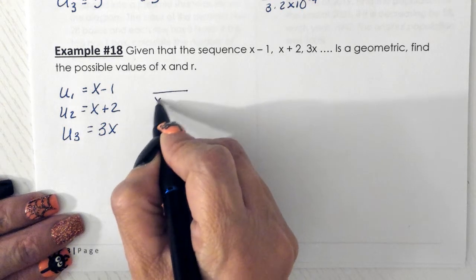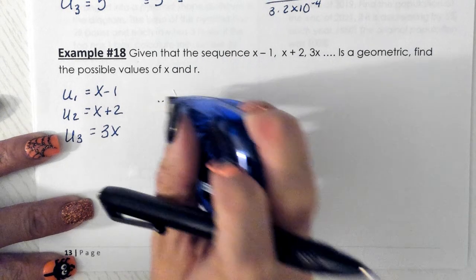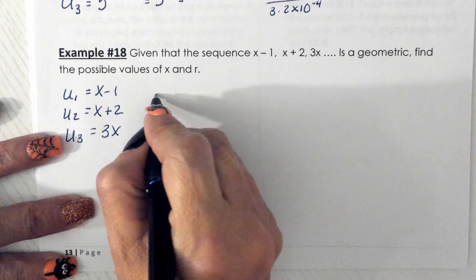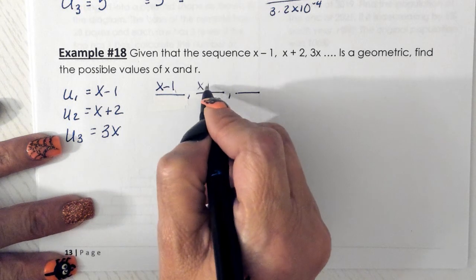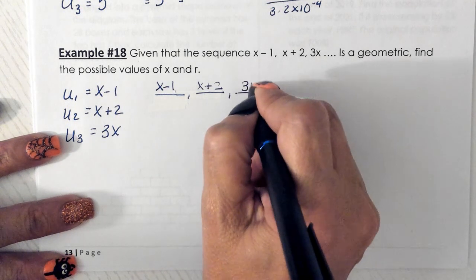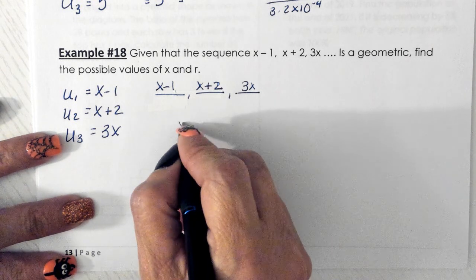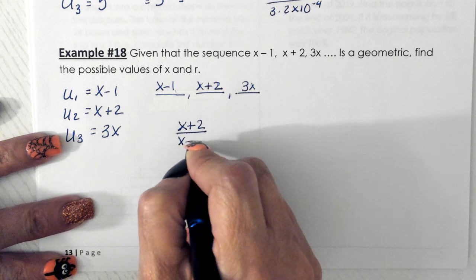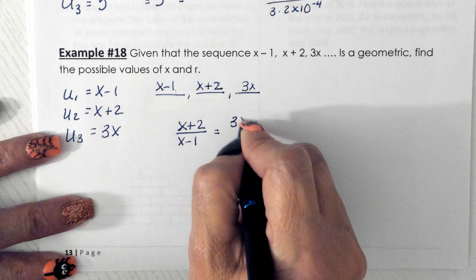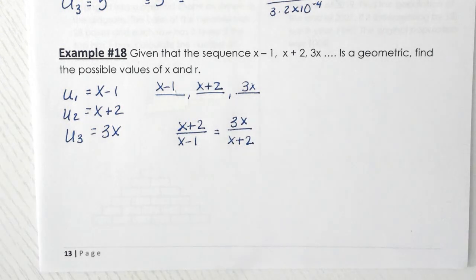So remember, this would be x minus 1. Oh, I should have put that on top. Hold on. Let me fix that. Here are my terms. This would be x minus 1. This would be x plus 2. And this would be 3x. So I'm going to set up those ratios. I'm going to say x plus 2 over x minus 1 equals 3x over x plus 2. I'm going to have to cross multiply.